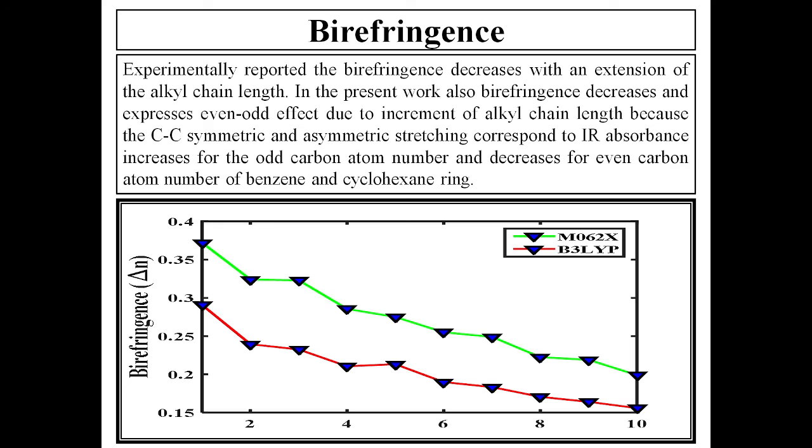Birefringence. Experimentally reported birefringence decreases with the extension of the alkyl chain. In the present work also, birefringence decreases and expresses an even-odd effect with an increment of alkyl chain length, because the CH symmetric and asymmetric stretching corresponding to IR absorption increases for the odd carbon number and decreases for the even carbon number of the benzene and cyclohexane ring.